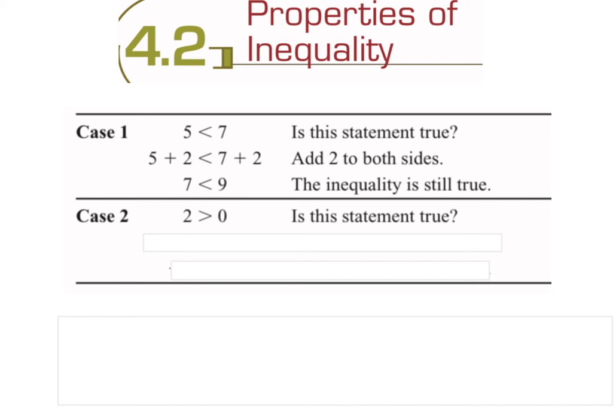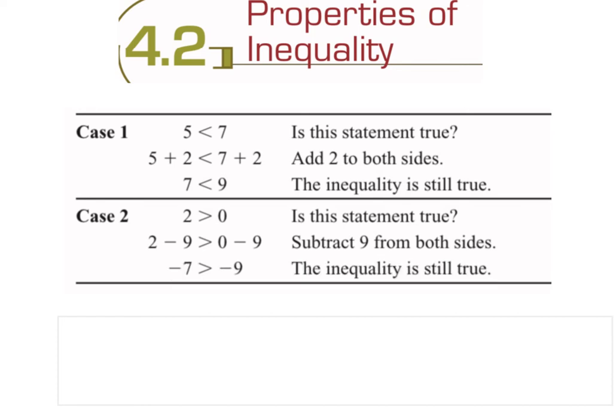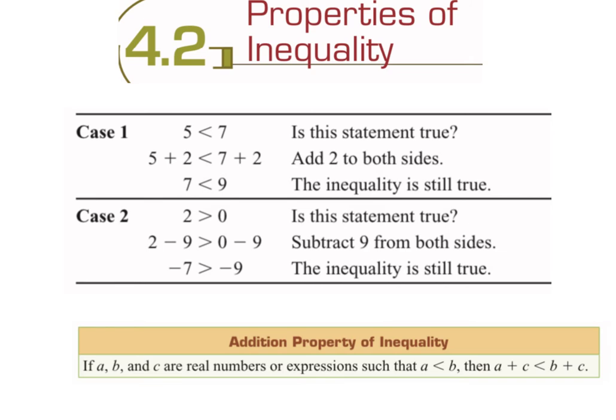The next one they have is a greater than. Is 2 larger than 0? Well, yes, it is. Then they subtract 9 from both sides, and they have -7 is greater than -9. Is that also true? Yes, subtracting did not change the inequality. So the first property we're going to look at is the addition property of inequality. If you have 2 numbers set with an inequality, you can add or subtract from both sides, and it will not change your inequality.